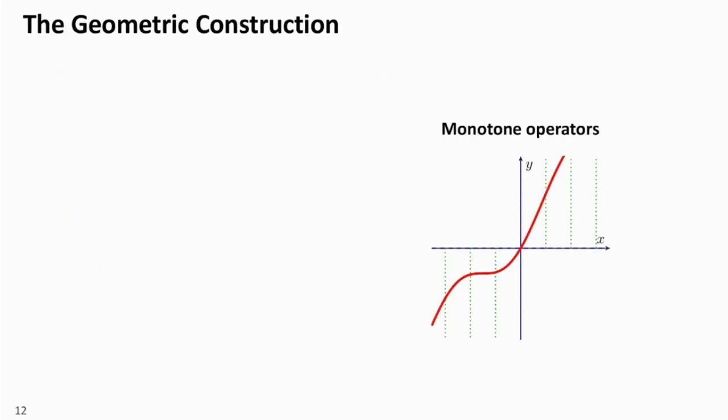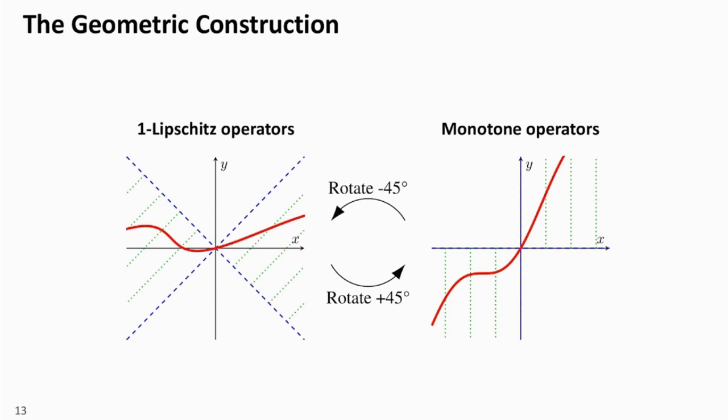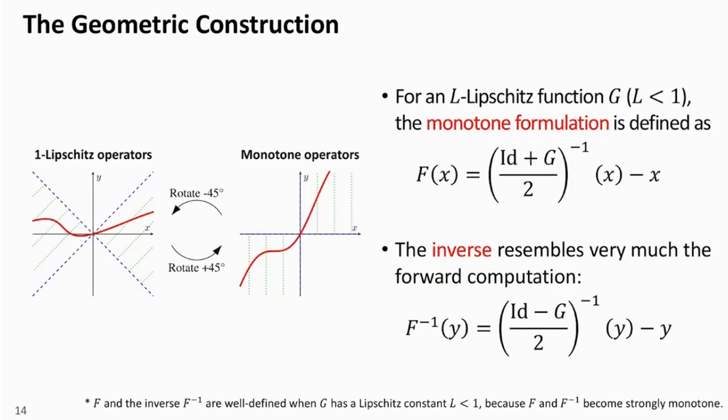Now, how do we parameterize monotone operators? We utilize the geometric property of monotone operators. When their graph is rotated 45 degrees counterclockwise, they become one-Lipschitz operators and vice versa. This operation is called taking the Cayley operator. Therefore, we parameterize the Cayley operator in the same way residual-based NFs parameterize their residual branches since both are one-Lipschitz. To be explicit, if g is an L-Lipschitz function, we define f(x) as shown here, and the inverse takes a similar form.